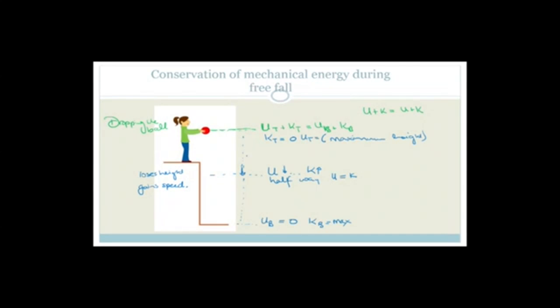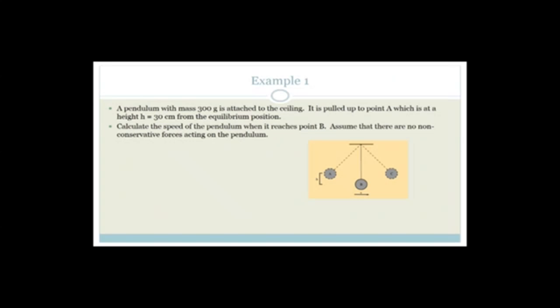Okay, and what you need to understand is if there's no air friction, or it's so little we can ignore it, and there's no noise energy, then all the energy at the top can be transferred down to the energy at the bottom. So there's a transfer of energy going through this whole process. Okay, now let's do a couple of examples, because that's really the only way that we can get to know these things.